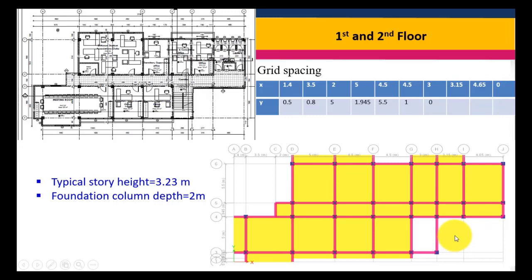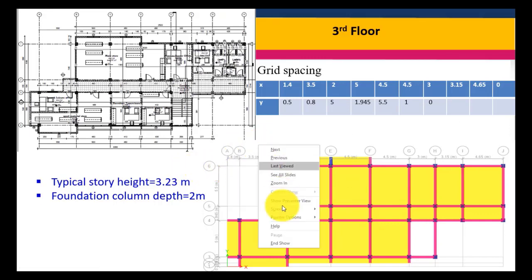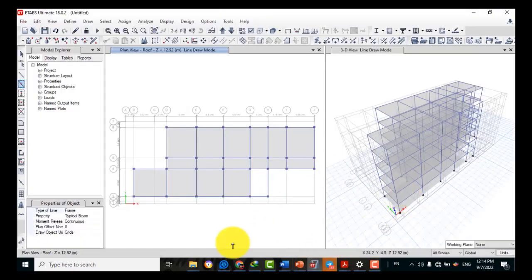Then next we are going to edit, because this is the first and second floor. In the third floor, this part is not available. We don't have any cantilever here, so we are going to delete it. First, let us draw in all stories. Now let us draw here.